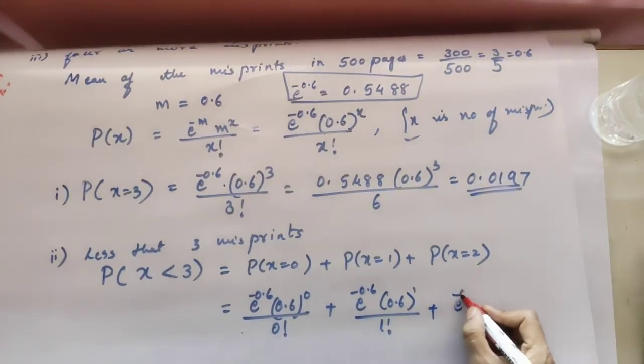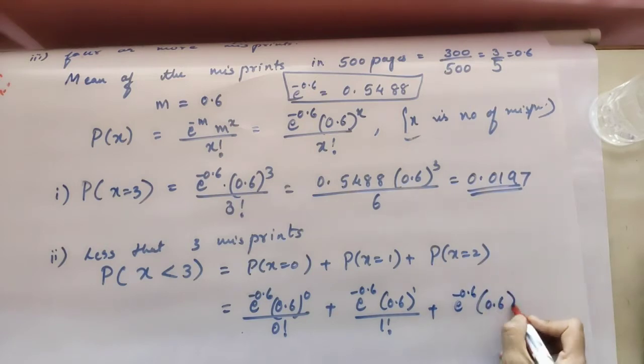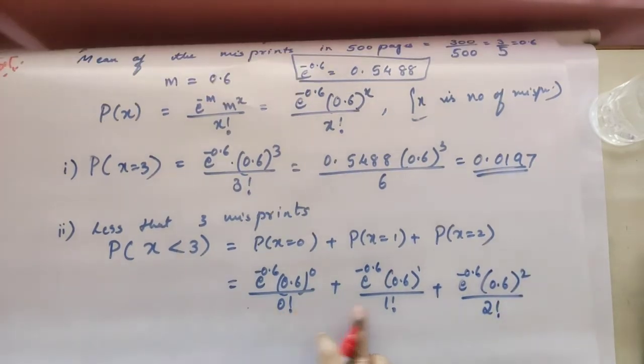Next, e to the power minus 0.6, 0.6 raised to 2 divided by 2 factorial. 2 factorial is 2. Okay, now evaluate it. Now e to the power minus 0.6 is 0.5488.